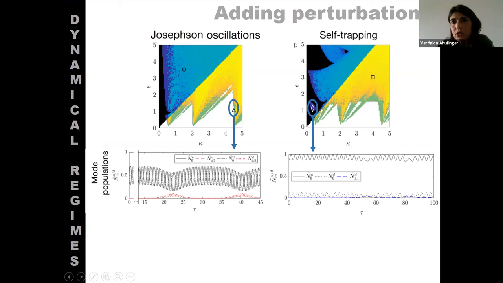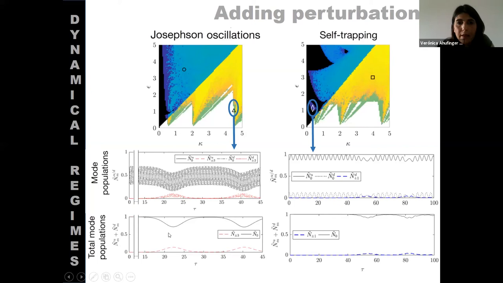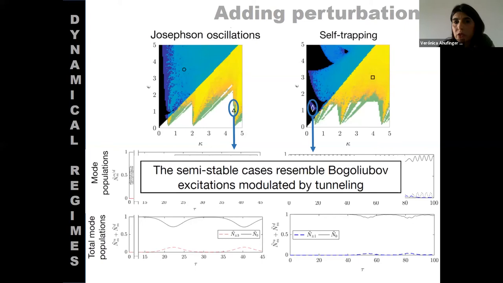In fact, if we just sum the population of the different modes of the two rings for each mode, what we obtain are these plots here that resemble the dynamical behavior that we get after destabilization of the antisymmetric stationary state. So in this sense, these semi-stable cases resemble Bogoliubov excitations of the dynamical states, but modulated by tunneling.